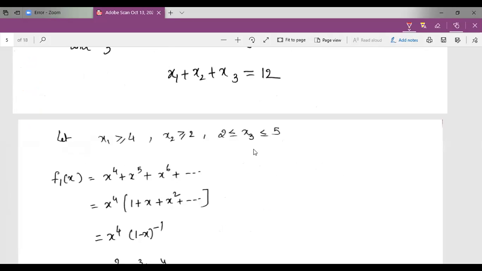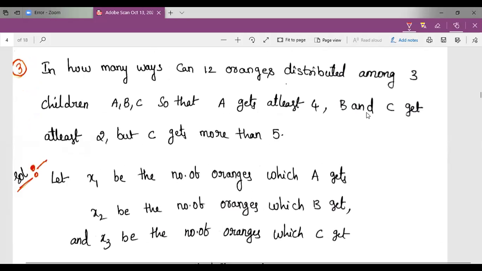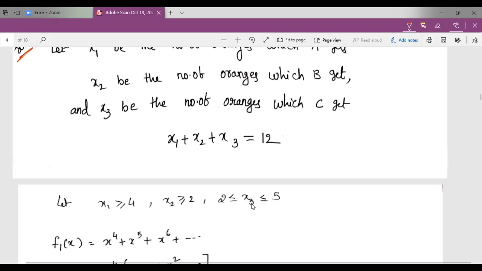So here the condition is B and C get at least 2. Here C is already mentioned at least 2. And here it is given C gets more than 5. This means C is in between 2 to 5. So 2 less than or equal to x3 less than or equal to 5.